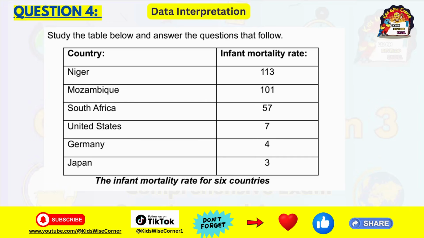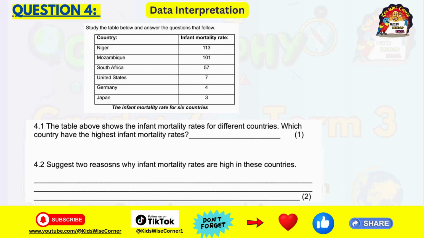Question 4, data interpretation. Study the table below and answer the questions that follow. So we've got the country: Niger, Mozambique, South Africa, United States, Germany and Japan. And we've got the infant mortality rate for each country. 4.1. The table above shows the infant mortality rates for different countries. Which country has the highest infant mortality rate?